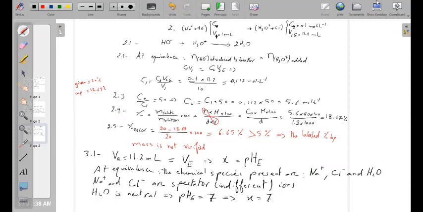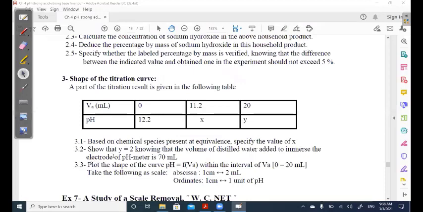Now, part 3.2, show that Y equal 2, knowing that the volume of distilled water added to immerse the electrode of pH meter is 70 milliliters. We should calculate Y, the pH, when we added 20 milliliters of the acid. That means after the equivalence, the H3O plus is in excess, the medium is acidic, pH equals negative log concentration H3O plus. Then we should calculate the concentration of H3O plus in the solution and therefore deduce the pH, which should be equal to 2.